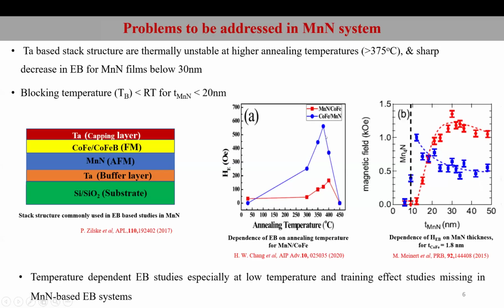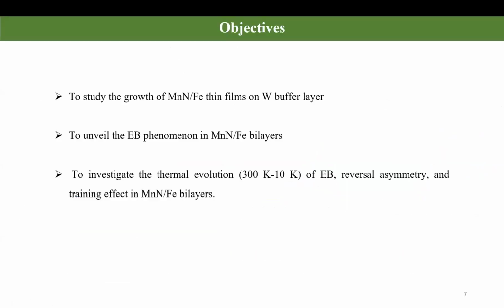As you can see here, above 375 degrees, EB suddenly decreases, and also below a thickness of 20 nanometers, exchange bias decreases. Since it has to be incorporated in EB devices, the thickness should be around 10 nanometers. So one needs to look for other buffer layers and other substrates. Further, the origin of EB is also not understood properly, and there is no temperature dependent study and no training effect studies either.